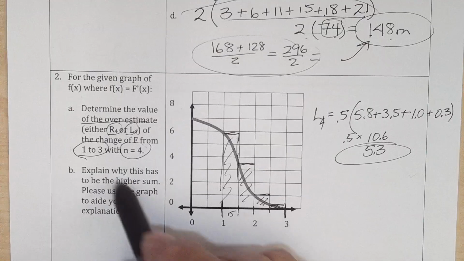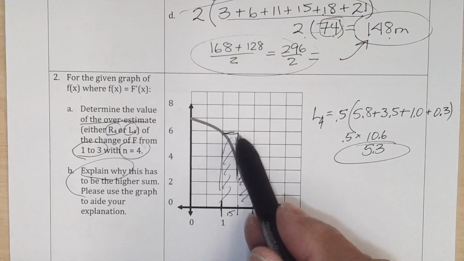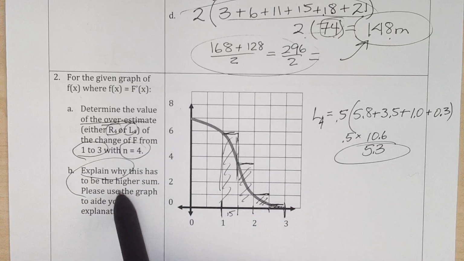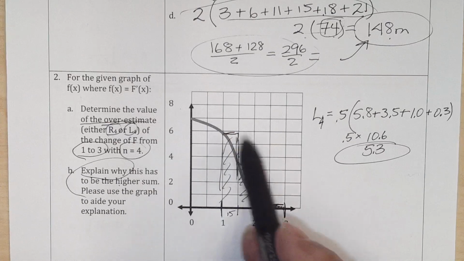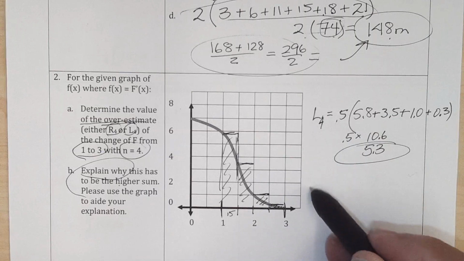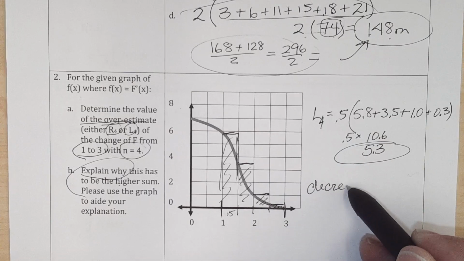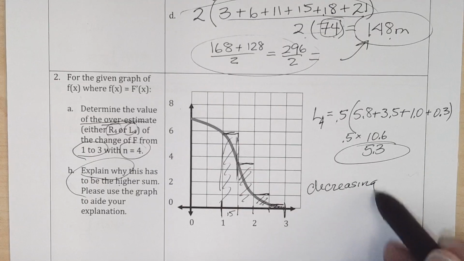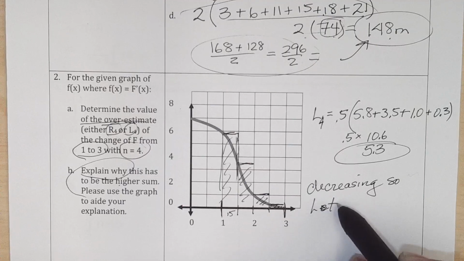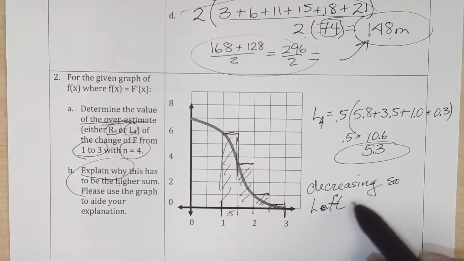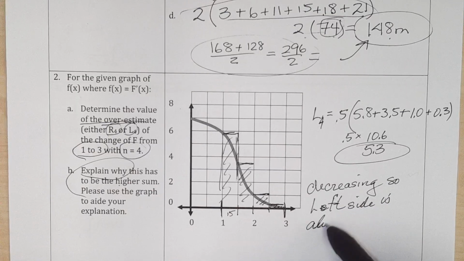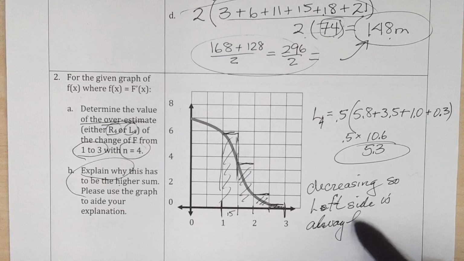Now, why is the left an overestimate? Well, it's going to be an overestimate because the graph is decreasing, so the left side is always higher than the right side. Decreasing. So left side is always higher.